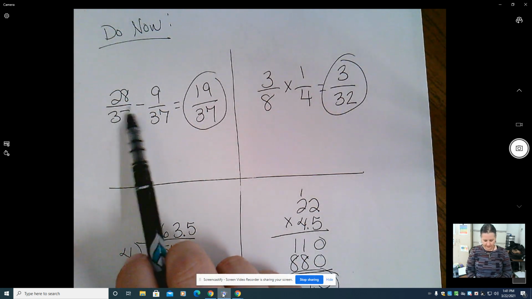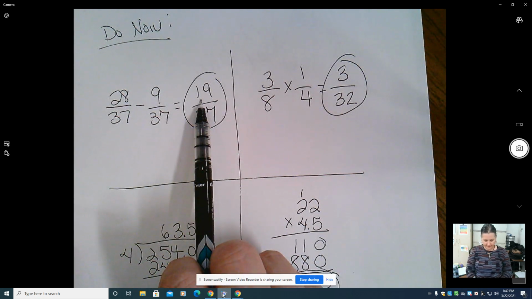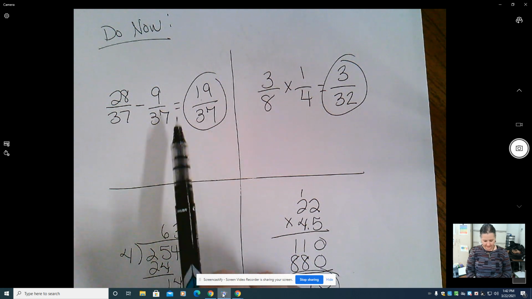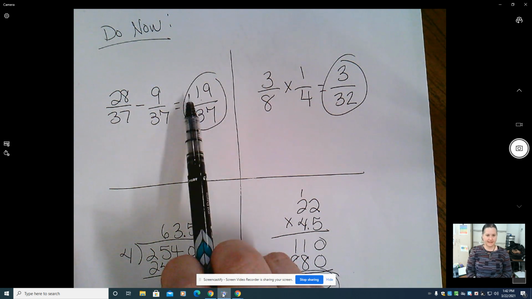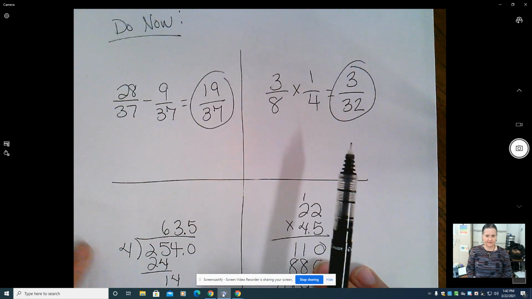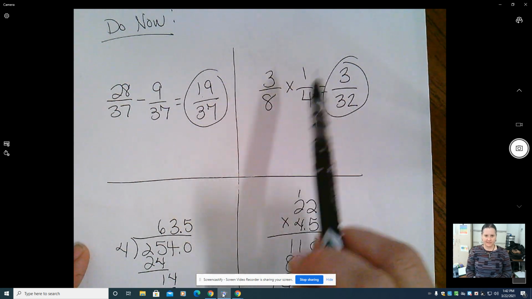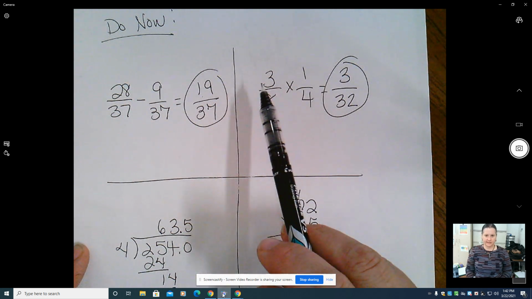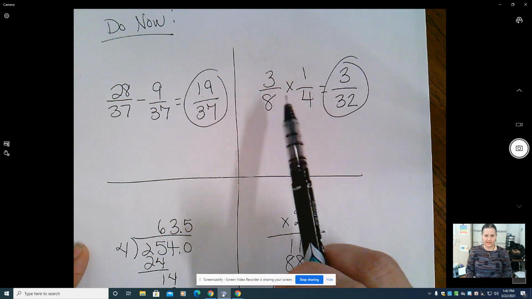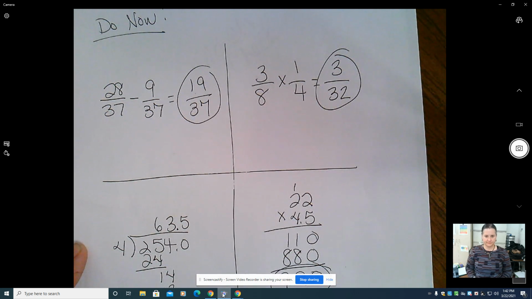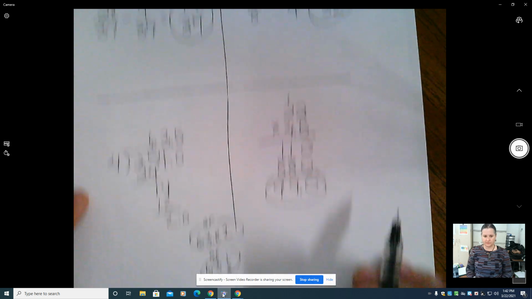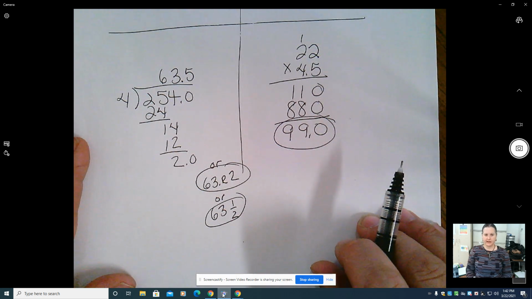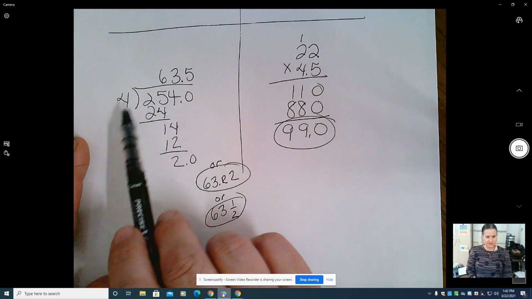We have 28 minus 9 is 19, and then the 37 on the bottom just stays the same, so 19/37. There isn't any simplifying here, I did check. Then 3 times 1 is 3, and 8 times 4 is 32. So 3 over 32. Here we have a division problem.